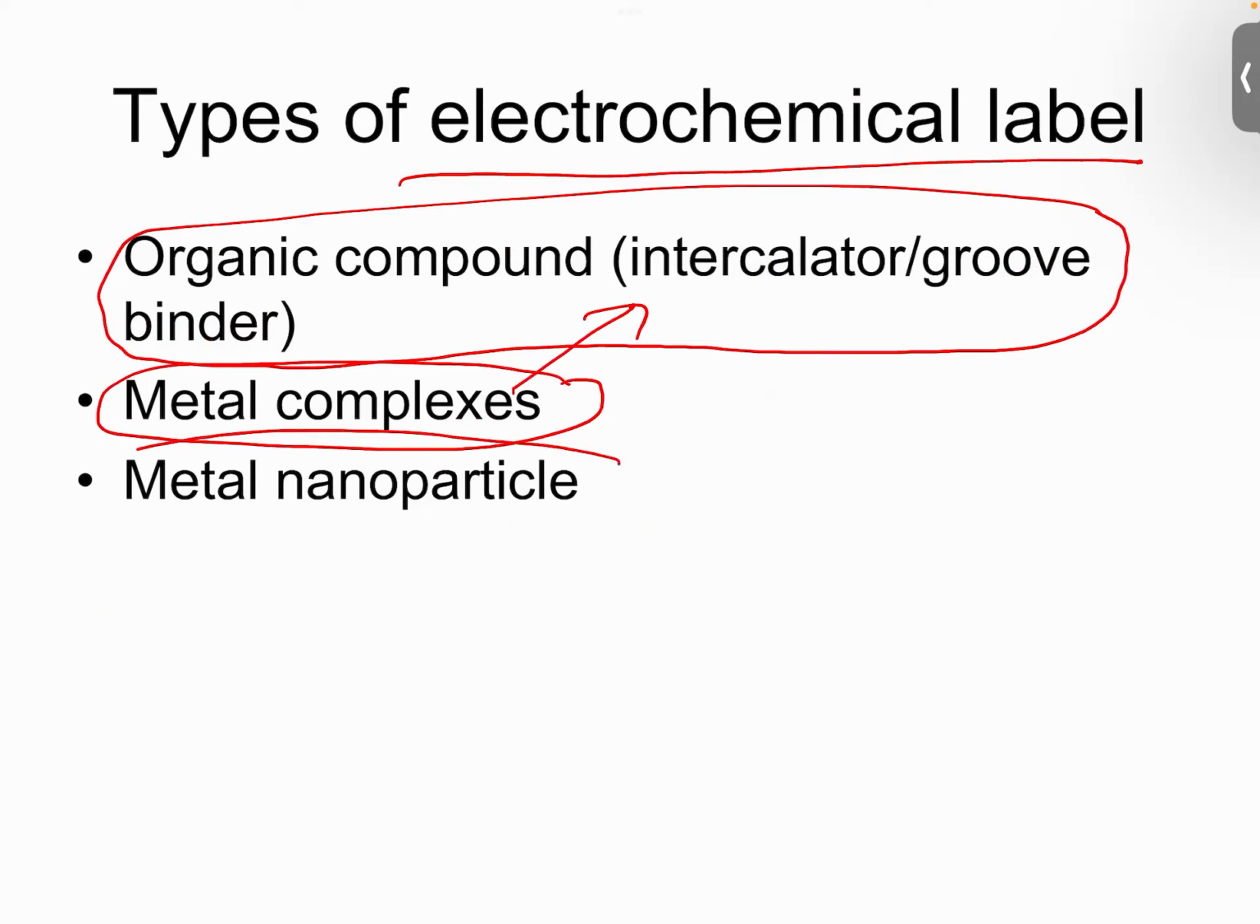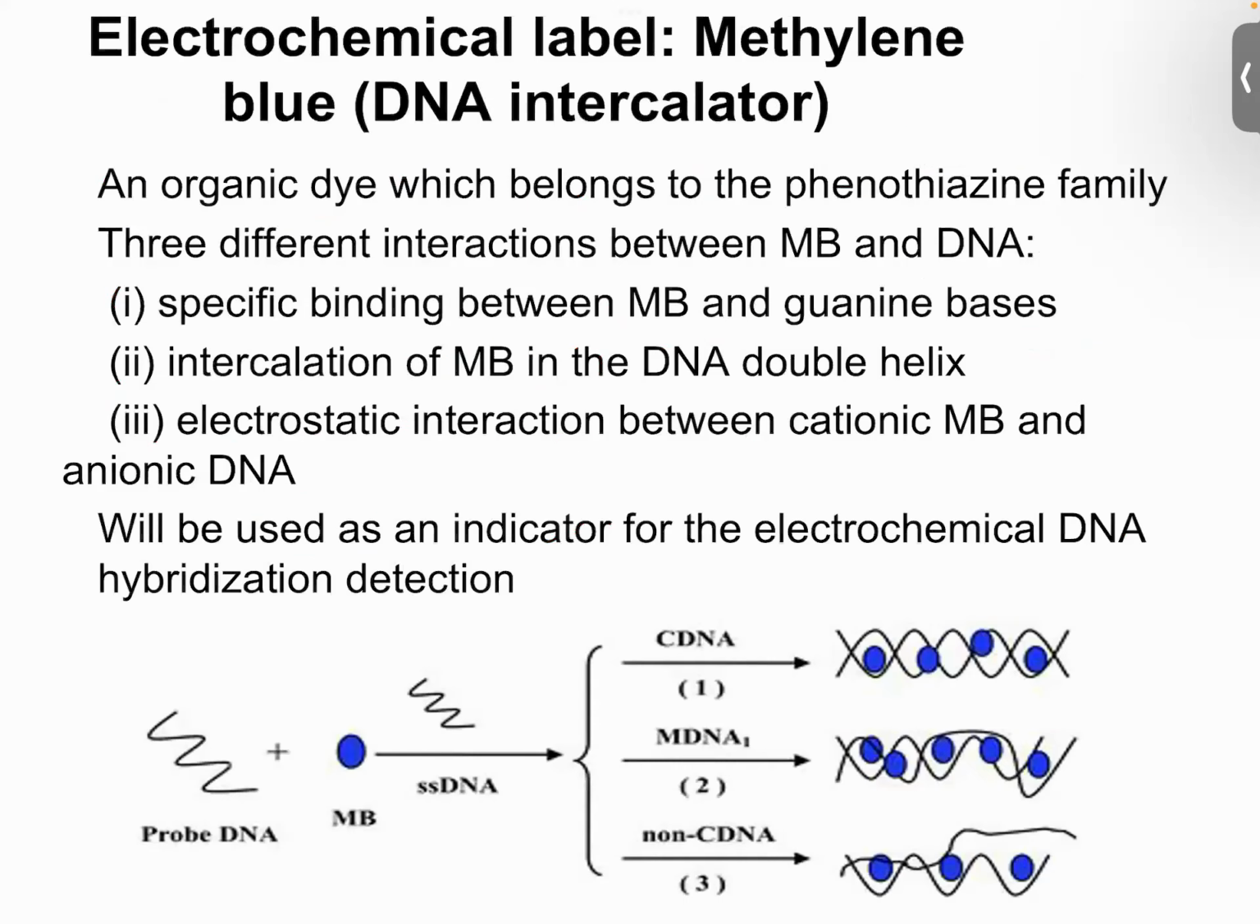And there are other types of label, neither intercalators nor groove binders. It does not interact that way, but we can also use metal nanoparticles. But let us focus on these two first. This is an example of a very common DNA intercalator, or hybridization indicator. It is called methylene blue. Okay. So how does it work?